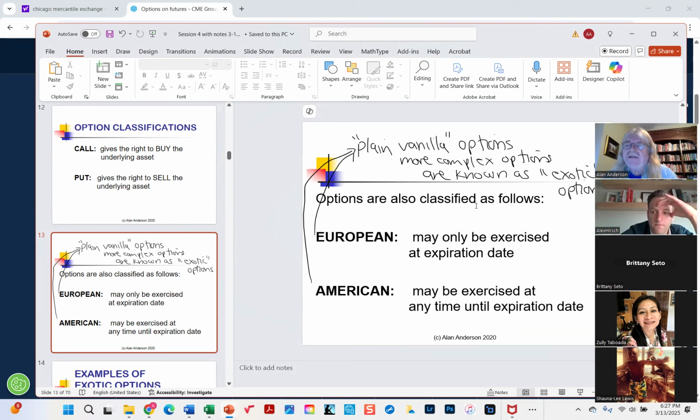Now, with all that being said, there are other options that are much more complicated than this. These are the standard ones. They're sometimes called plain vanilla. And most of the time, this is what people are buying or selling. But for certain applications, there are other options that might make more sense.